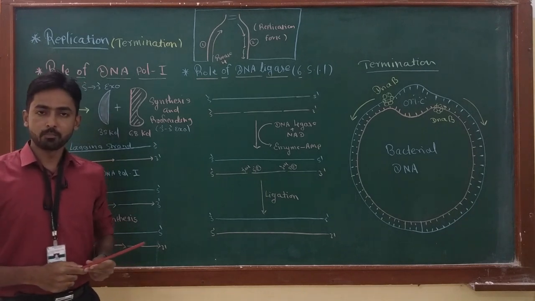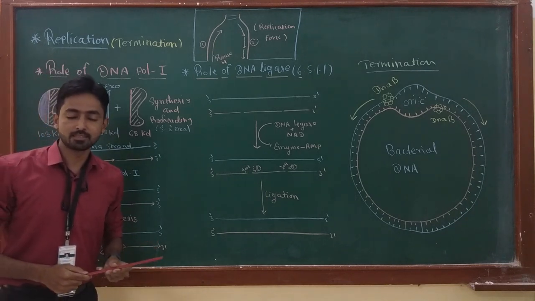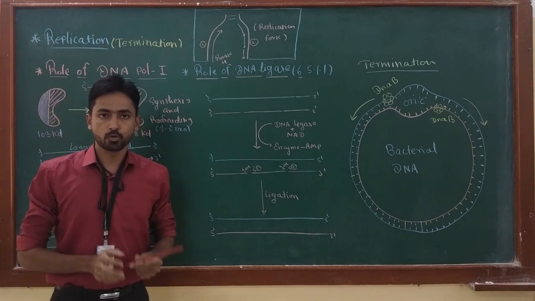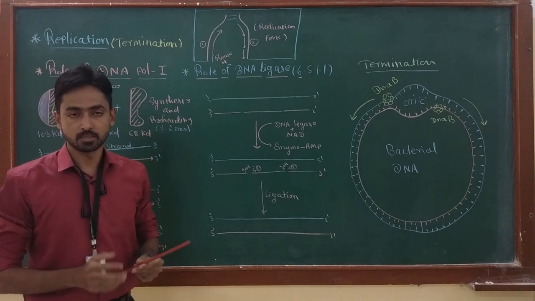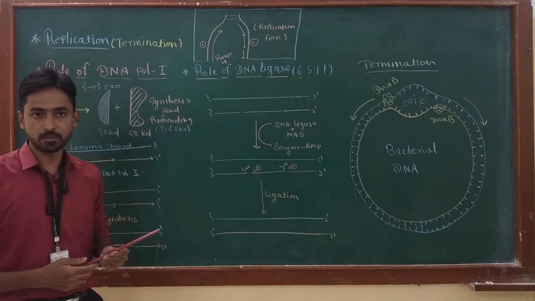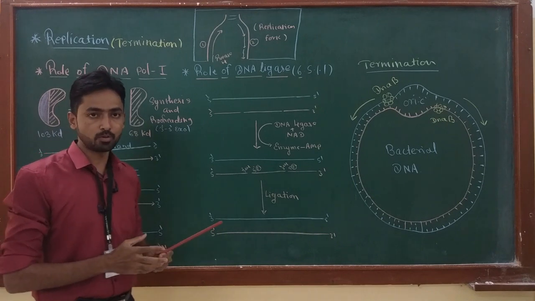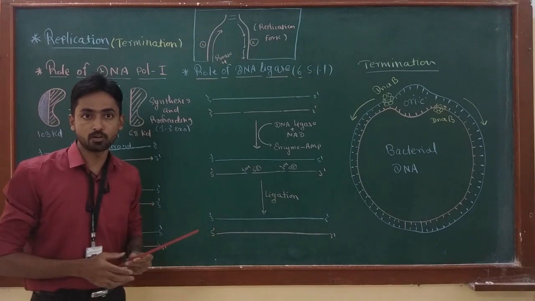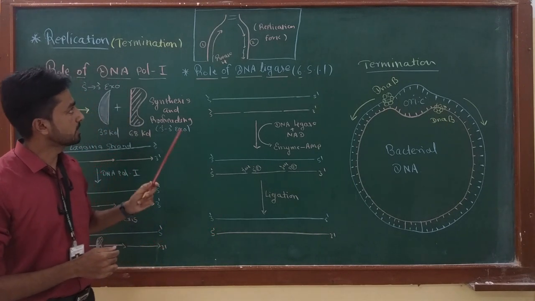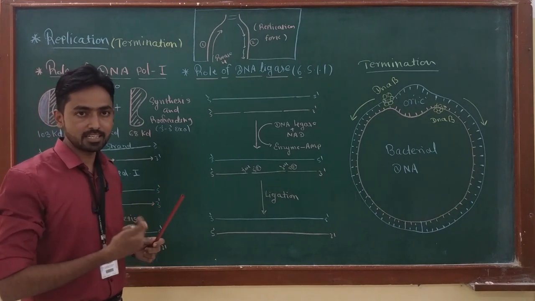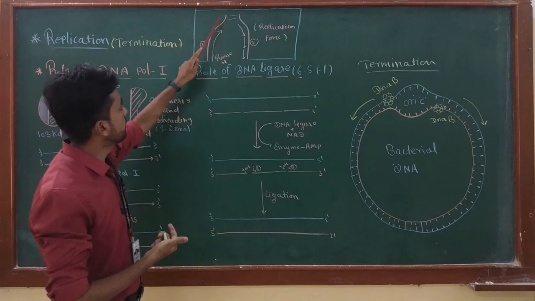Hello everyone. In my previous two videos, I discussed the initiation and elongation steps of prokaryotic replication, the process in which DNA duplicates in a bacterial cell. As a representative example, we have taken the genome of E. coli. We know that in a prokaryotic cell, at the start of DNA replication, initiation occurs, in which the replication fork is produced.